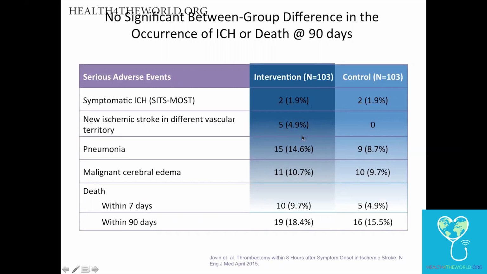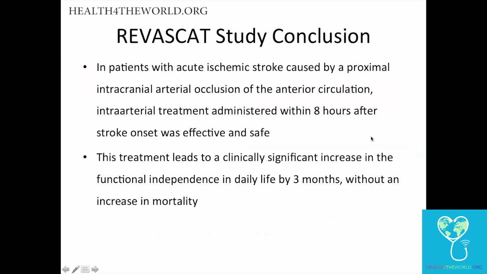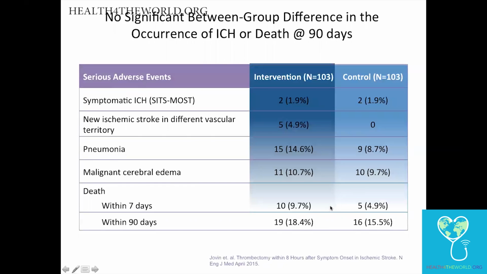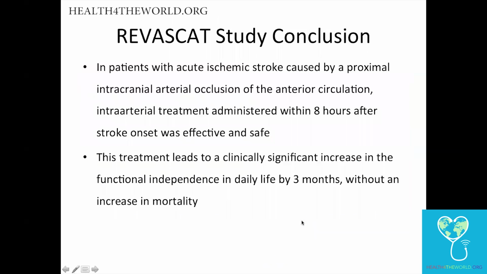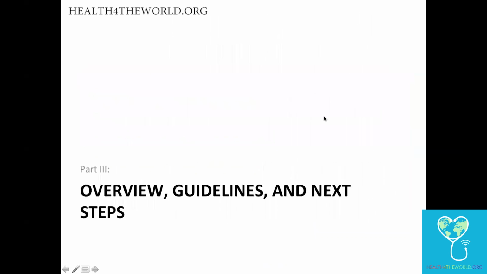Again, we do see this kind of effect where you can get emboli into different territories as part of the intervention that you obviously wouldn't see in a medical therapy. Ultimately the death rate's slightly higher here, and even higher at 90 days. But nonetheless, REVASCAT was also a positive trial in the sense that it showed that intervening on these patients inside 8 hours can be effective in the anterior circulation.